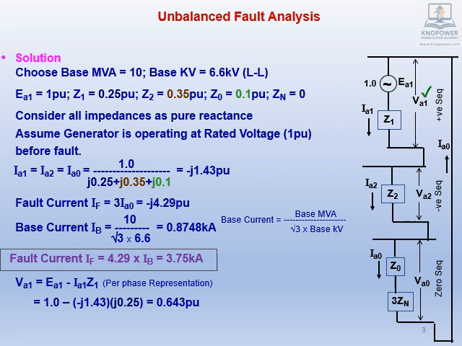We have answered first part of question, finding fault current IF. Let us now find voltage of unfaulted phases. As a first step, find all sequence voltages. Positive sequence voltage VA1 equals EA1 minus IA1 into Z1 equals 0.643. Negative sequence voltage VA2 equals minus IA2 into Z2 equals minus 0.5.